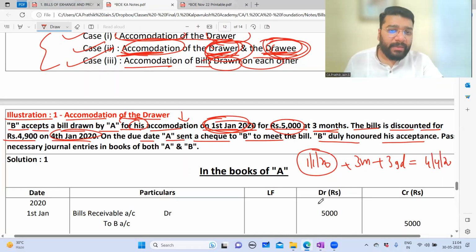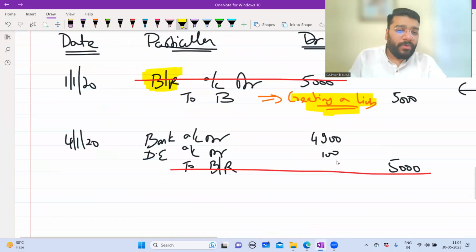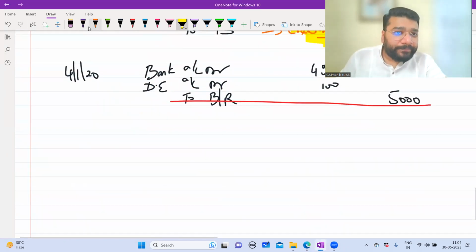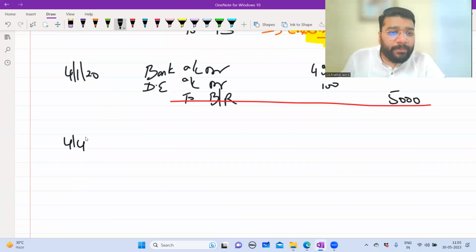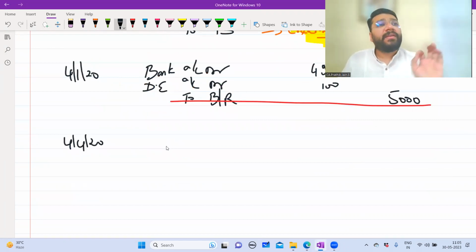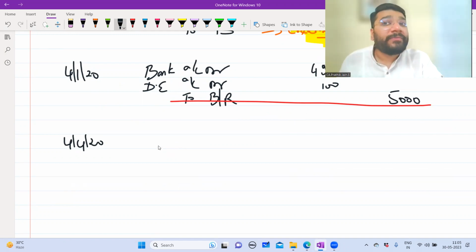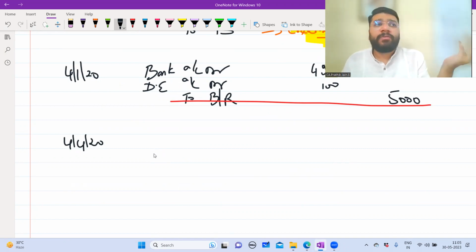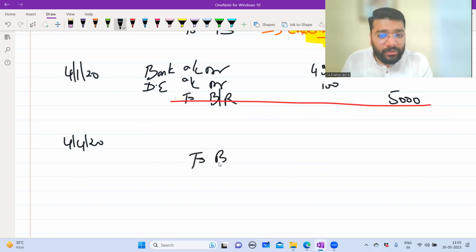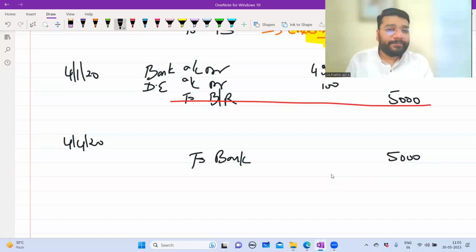So coming back. On 4th of April 2020, guys, we are sending the check to B, which means bank will be debited or bank will be credited? We are issuing a check. So money will go out from my bank account. So to bank account. What value? 4,900 or 5,000? 5,000. Correct. Now what will I debit?